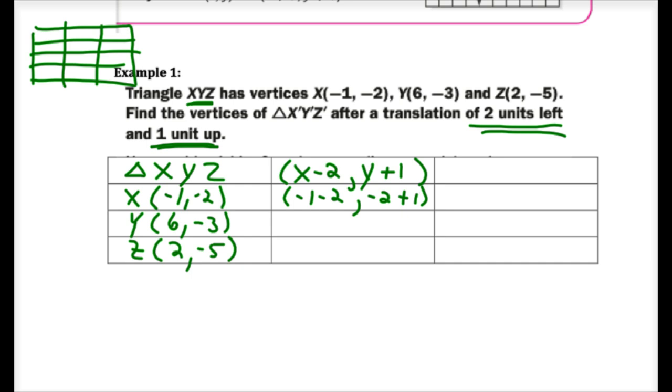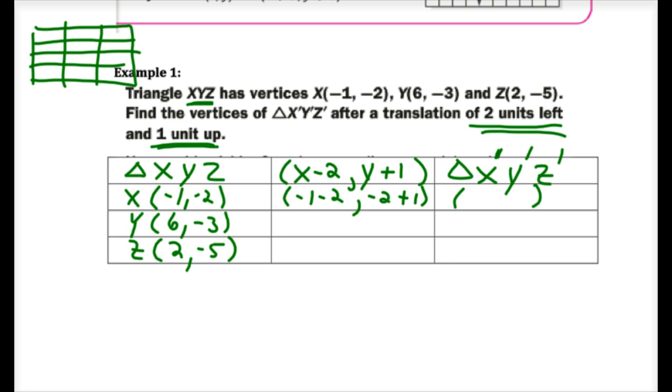Is anybody smart enough to figure out what the third column is going to be labeled? The solution, the answer. Triangle X prime, Y prime, Z prime. Very good. And the coordinates are going to go there after you do the math.